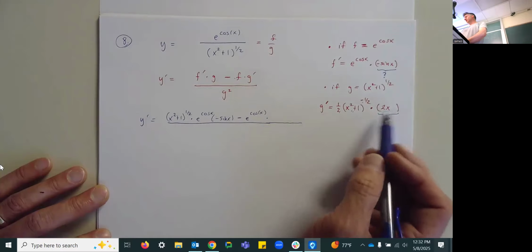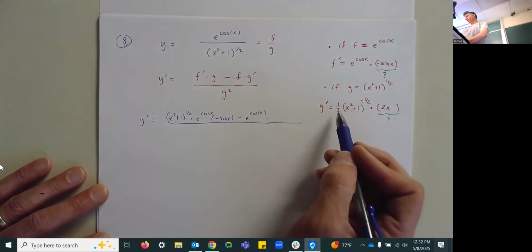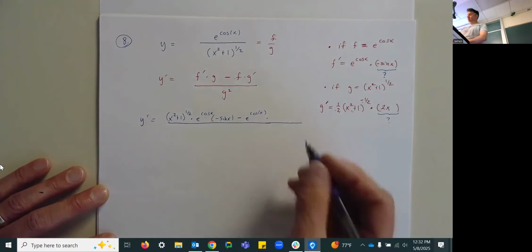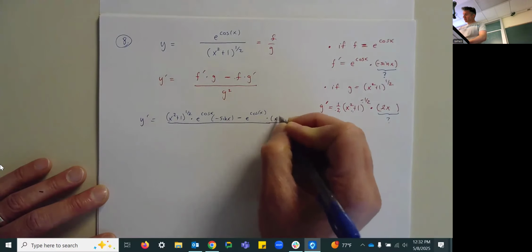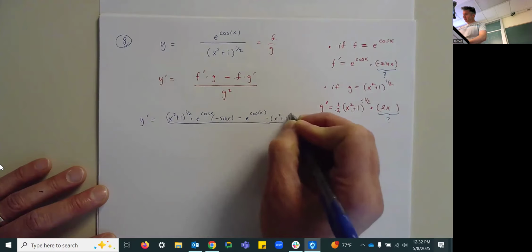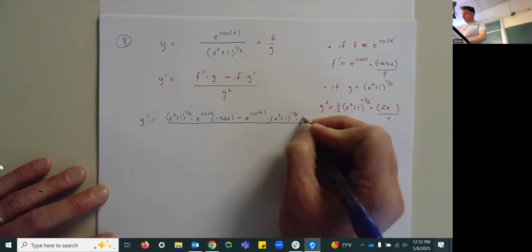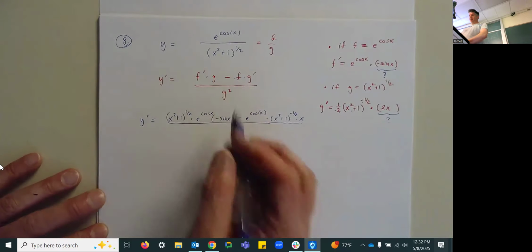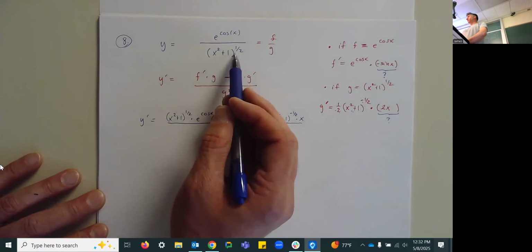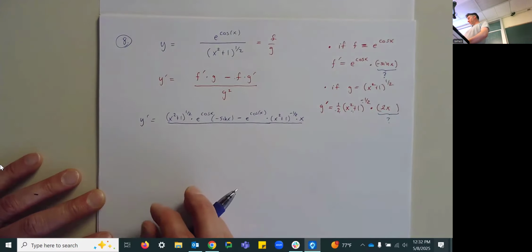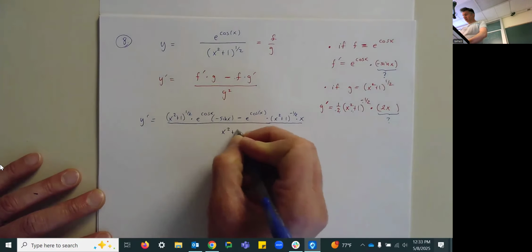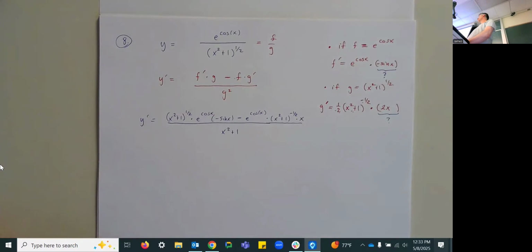And if I was going to write this out, I would observe that the 1/2 times 2 is a 1, so we don't have to write both of them. I'd probably just write it as x squared plus 1 to the negative 1/2 times x. And then on the bottom, it's going to be x squared plus 1 to the 1/2 squared, which I would really just rather write as x squared plus 1. If you square a square root, you just get the stuff inside.